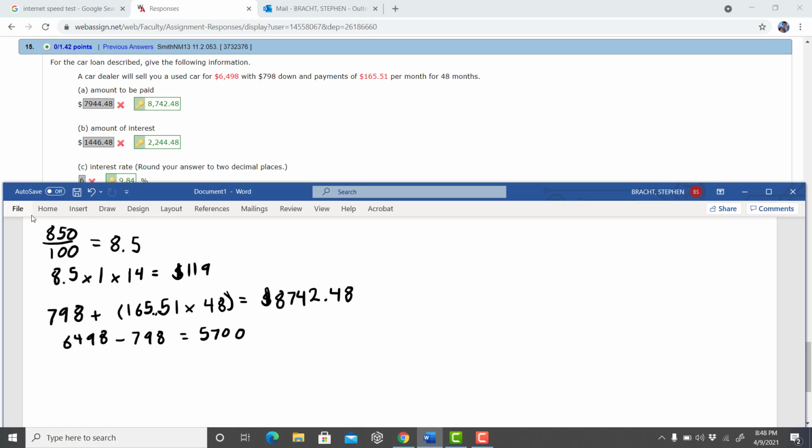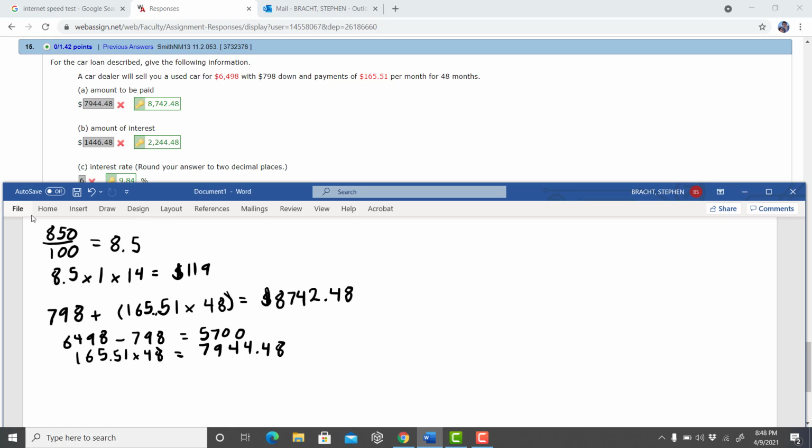When you pay back your loan, you're paying back 48 payments of $165.51, right? 165.51 times 48 equals 7,944.48, right? 5,700 is the amount you're borrowing. 7,944.48 is what you're paying back. The second number is bigger than the first number. The difference between those two numbers is the amount of interest, right?